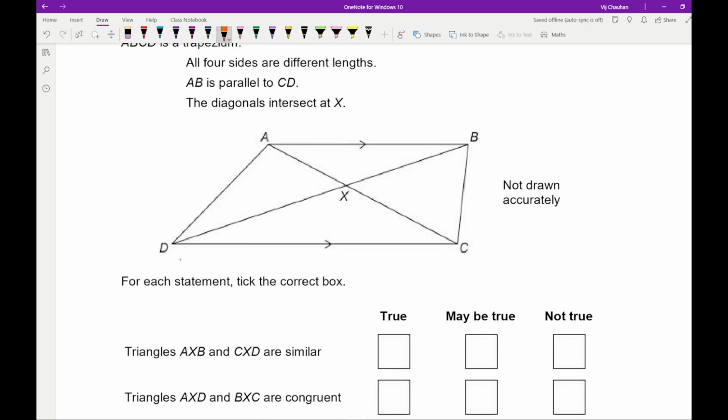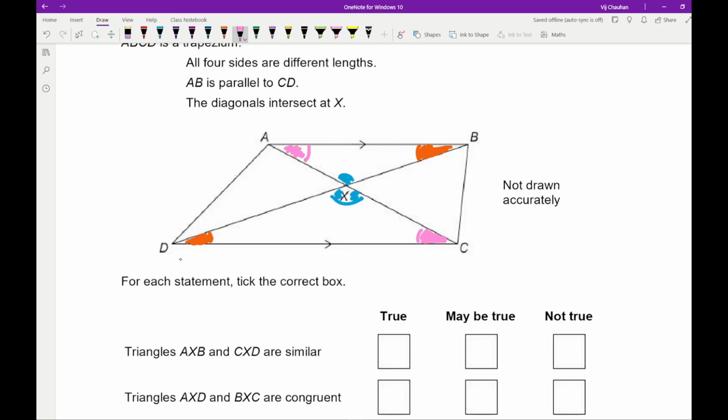Now, let's first of all just establish which angles are going to be the same. As you can see, we've only got one set of parallel lines, so we can use the alternate angle theorem. This angle here is going to be the same as this angle here. This angle here, let's use a different colour, is going to be equal to this angle here because they're opposite. And this angle here is going to be equal to this angle here because they are alternate.